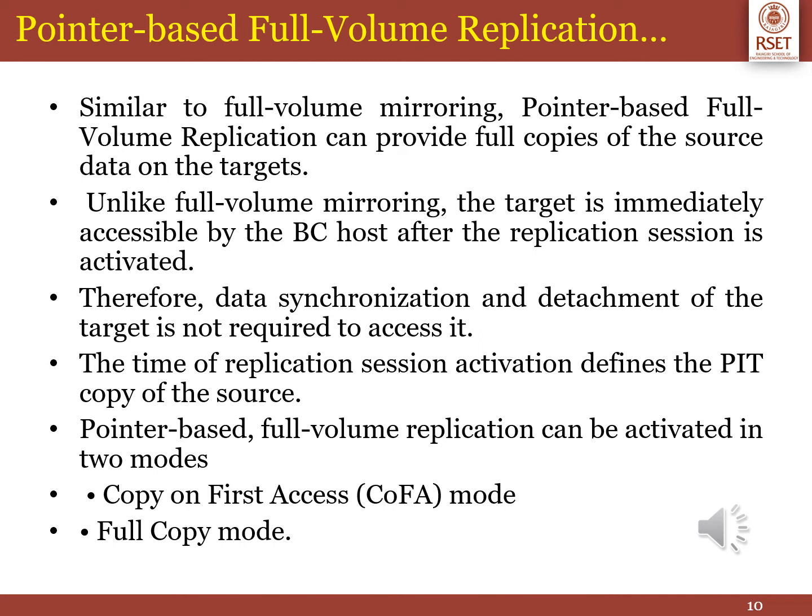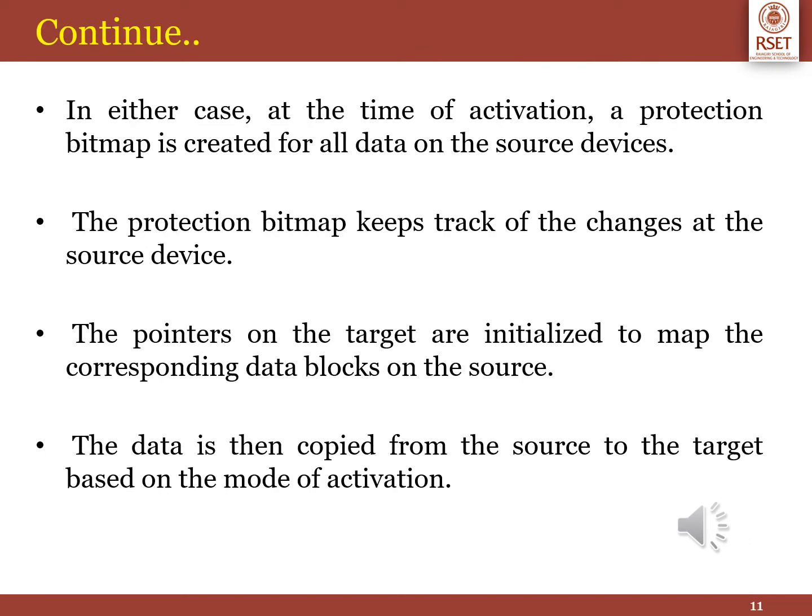Pointer-based full volume replication can be activated in two ways. The first one is called copy on first access. The second one is full copy mode. In both cases, at the time of activation, a protection bitmap is created for all data on the source devices. Pointers are initialized to map the empty data blocks on the target to the corresponding original data blocks on the source. The granularity can range from 512-byte blocks to 64 KB blocks or higher. Data is then copied from the source to the target based on the mode of activation.